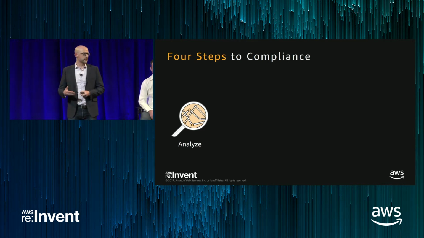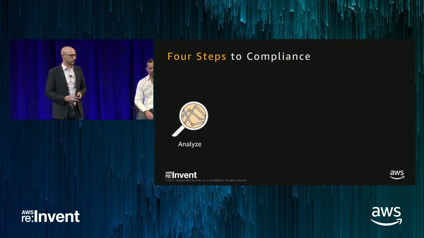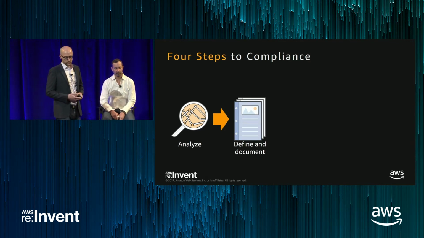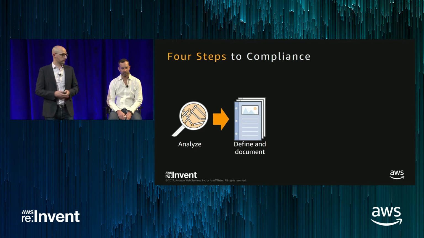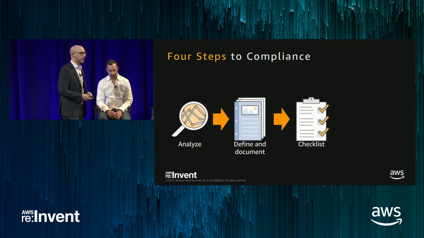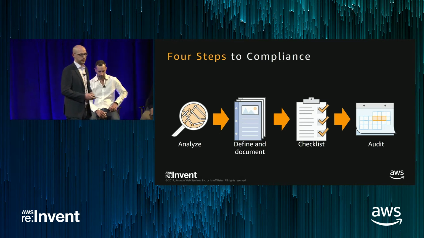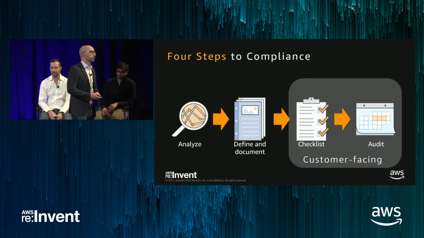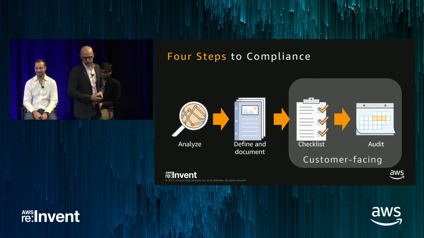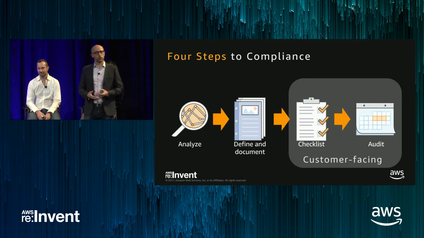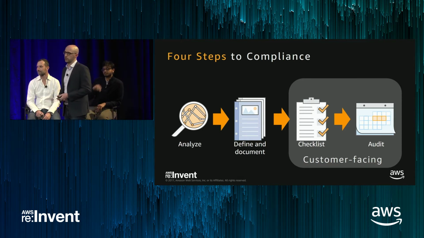Then when you understand that and you decide your risk appetite, you're able to build and define your policies and standards in order to meet those requirements. Then from there, you build this checklist that we talked about, and then you have the audit process. That's really this piece, checklist and audit process, which is customer-facing. I call it customer-facing because eventually the customers of the compliance program are the application owners.